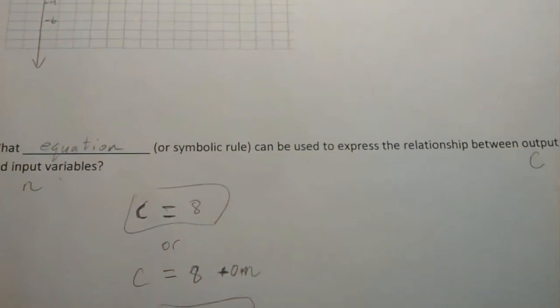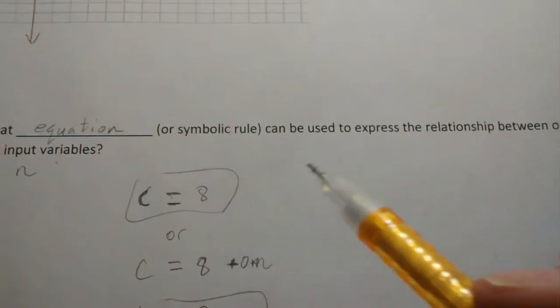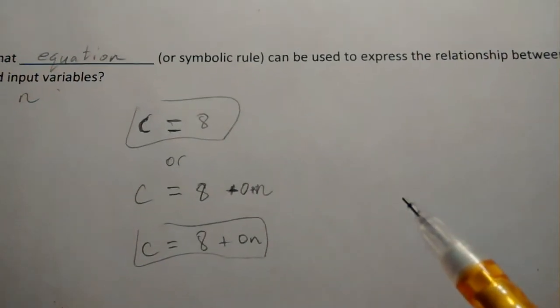Or just this way, if you can buy into the fact that it doesn't matter what n is, the n doesn't have to be a part of the equation or the formula. So either one of those two will work.